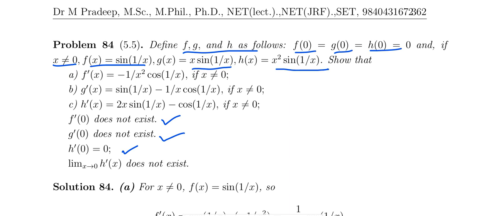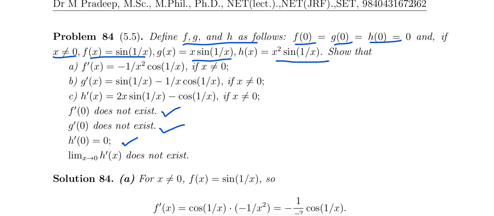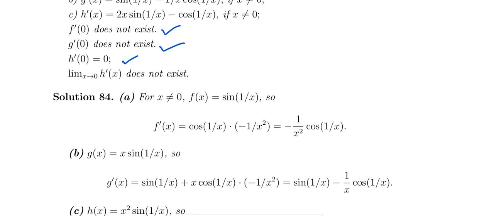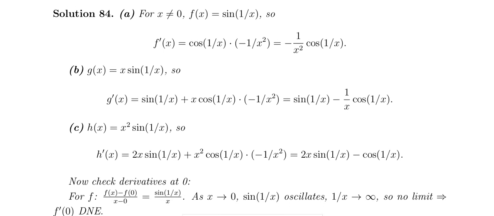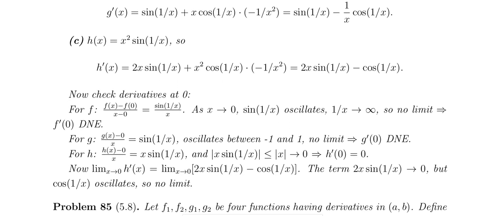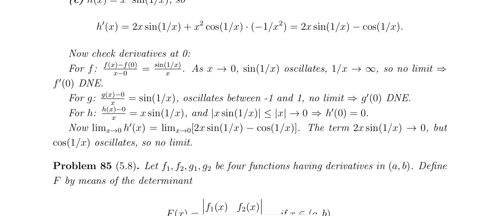So when finding the derivative like this, we can apply the limit and proceed with the function. So that is the limit as x tends to 0 of f of x minus f of 0 divided by x minus 0, so sin of 1 by x divided by x. As x tends to 0, sin of 1 by x oscillates and 1 by x becomes infinity, so no limit exists. So f dash of 0 does not exist.